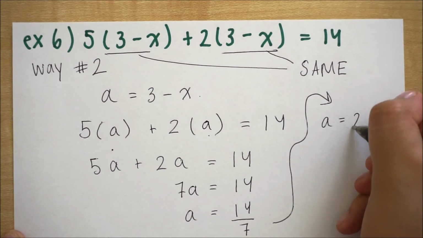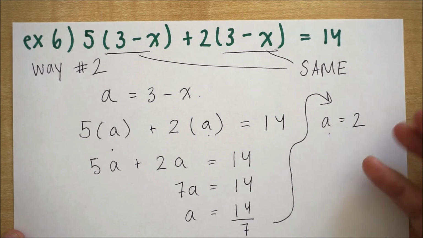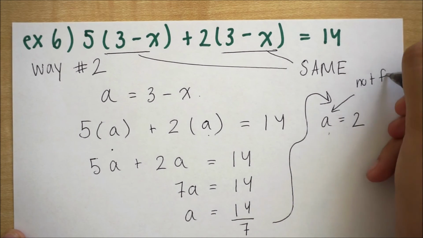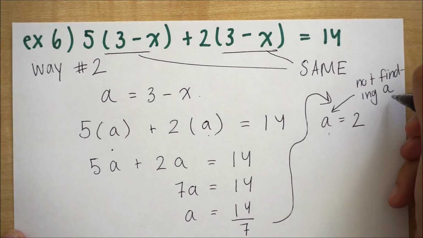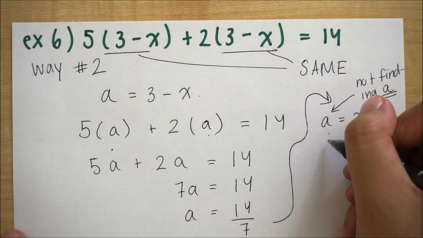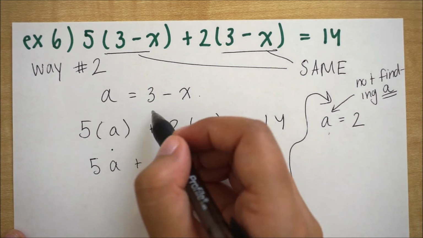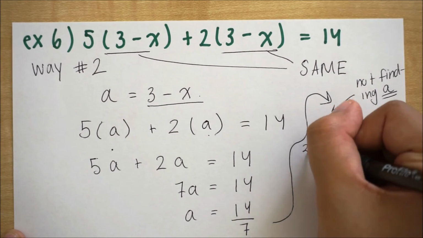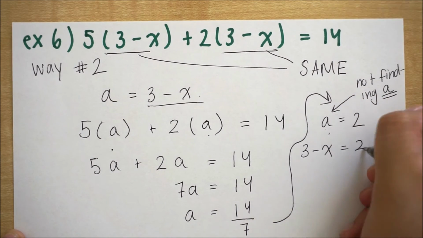But a is not what we're trying to find. We're trying to find x. That's what we're trying to find. And a stands for something. It stands for 3 minus x. So we're going to go ahead and put 3 minus x back into a. So 3 minus x is equal to 2.